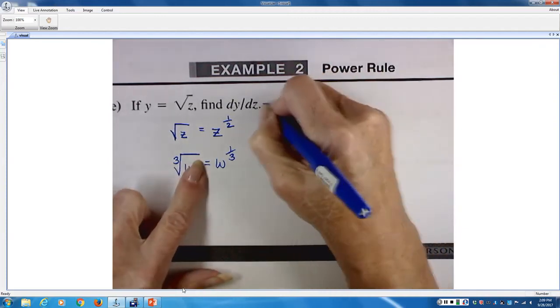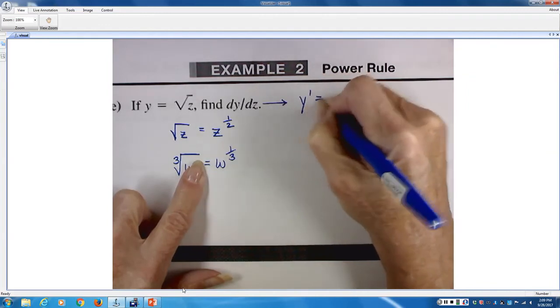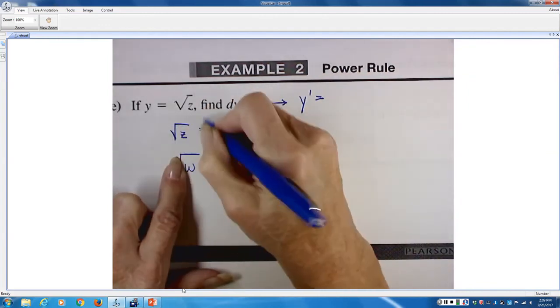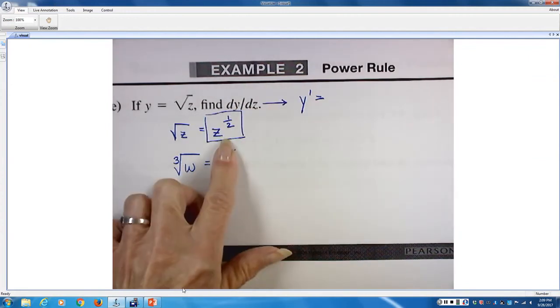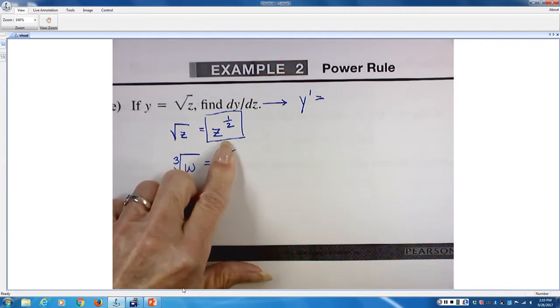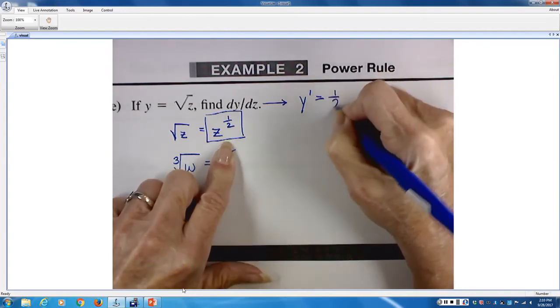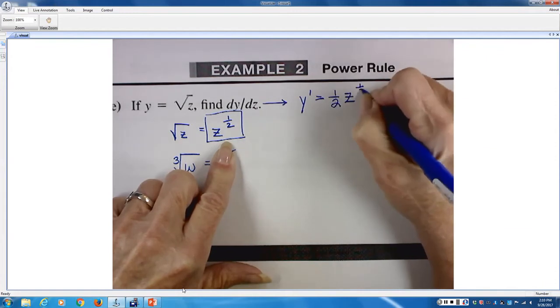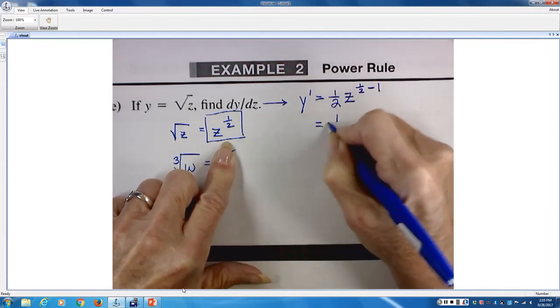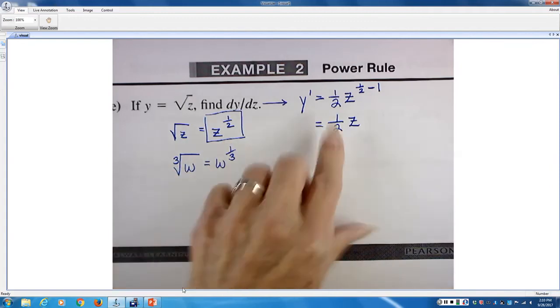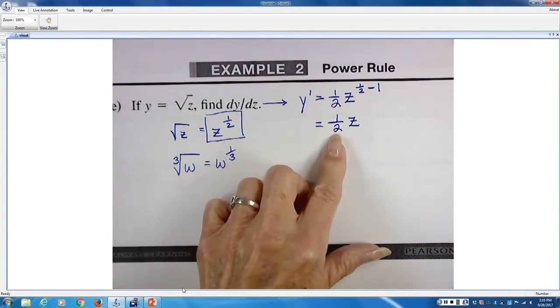So then if I'm going to find dy dz, which is y prime, first I need to take this version of it, and if y is z to the 1/2 power, what do I do to find the derivative? That's the second step. These steps have to go in order. What's the first step? The 1/2 in front of it. Pull the 1/2 down in front. Drop and reduce. What's 1/2 minus 1? Negative 1/2.